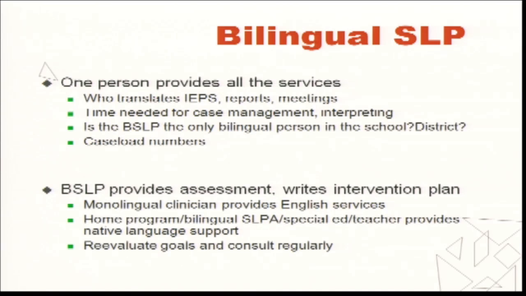Okay, so what are the different service delivery modes? We have when one person provides all the services and that person is bilingual. So there is that, hopefully you have those, but there's not many of those. Those are few and far between in every district that I've been familiar with. But the big danger for the bilingual person, and let me know if that's an issue for you, is that you end up having to do the translation of the IEPs, all the case coordination.